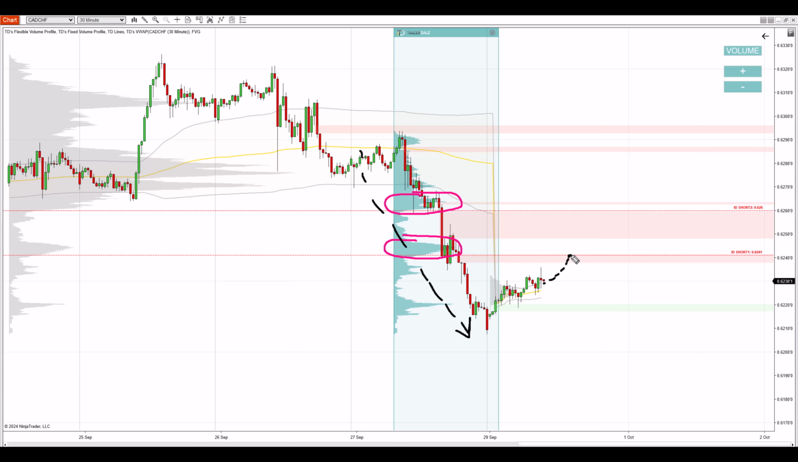An ideal scenario would be a pullback to the first resistance, reaction, then a pullback to the second resistance, and a reaction. Alright, because the sellers who are adding to their short positions should defend those places, and when the price reaches them again, they should become active and push the price downwards.